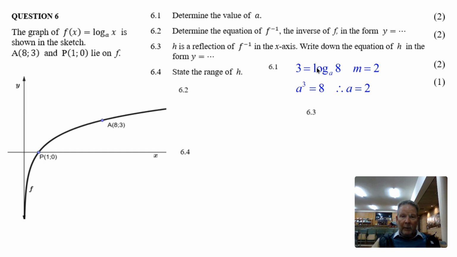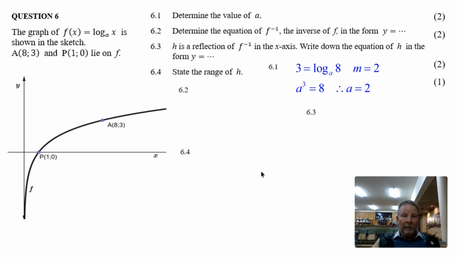So here's your problem. You've got the log of 8 to base a is equal to 3, and that means you change it. A log is an exponent. There's the base. You put it in exponential form. So a cubed is 8. That means a must be 2. A is 2. That's it. I'm not sure what this m equals to, but there it is.